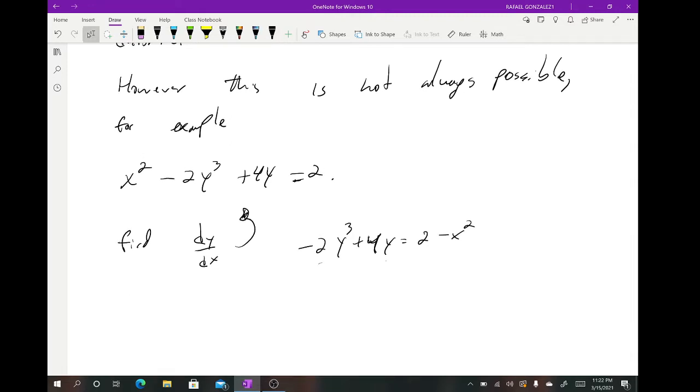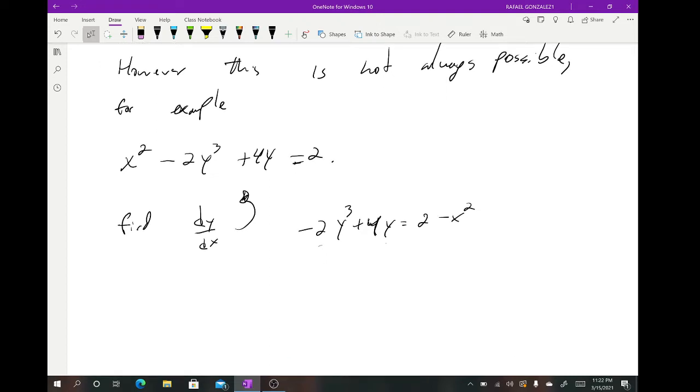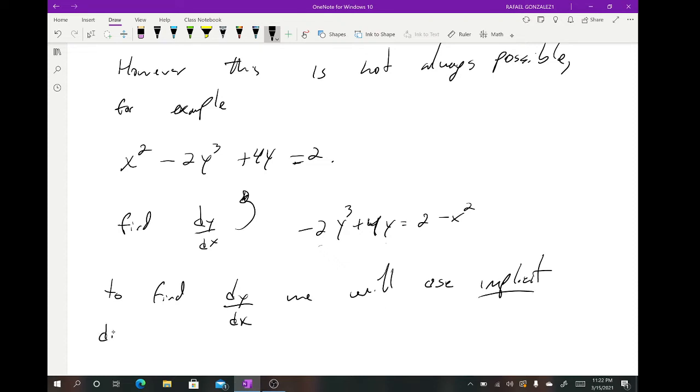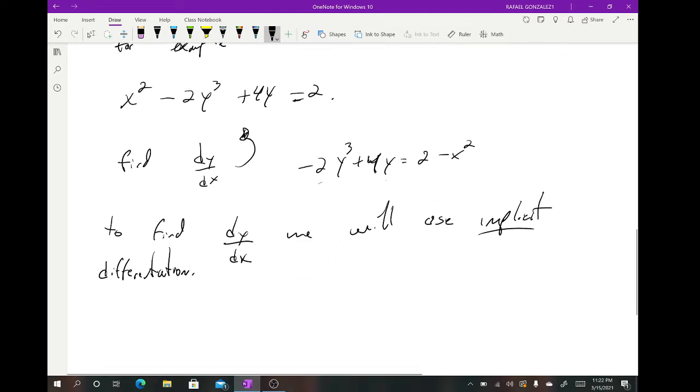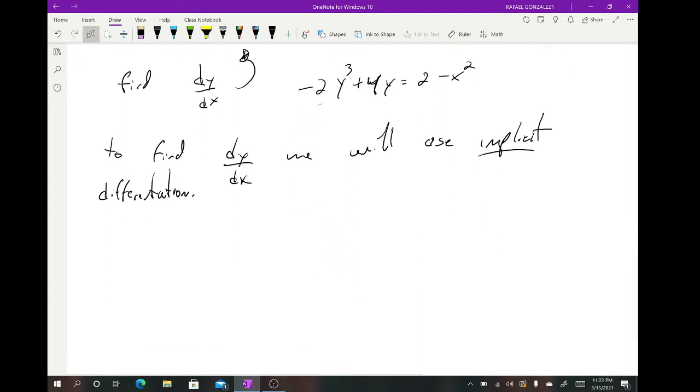So to find the derivative of y with respect to x, we use something called implicit differentiation. So to find dy dx, we will use implicit differentiation. Okay?